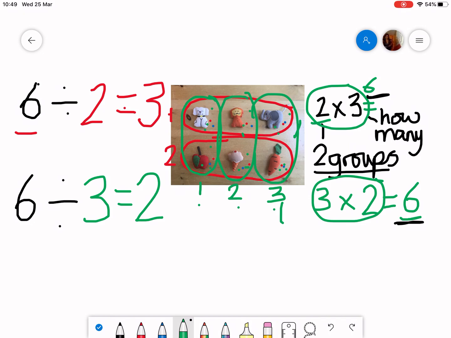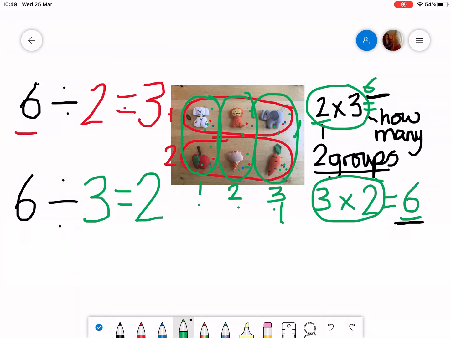But you can see the top division sentence is 6 divided by 2 equals 3. The middle one is 6 divided by 3 equals 2. And then we have 2 multiplication sentences. 2 times 3 equals 6, and 3 times 2 equals 6. So I hope that makes sense.